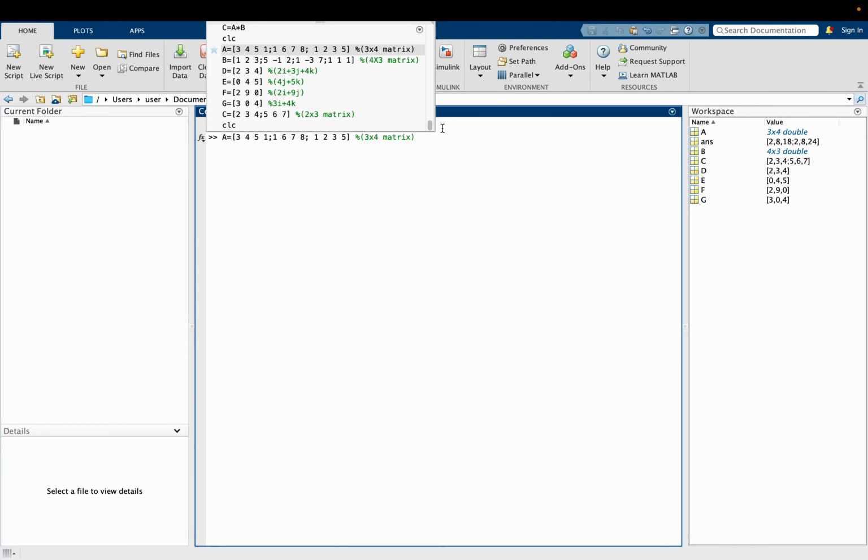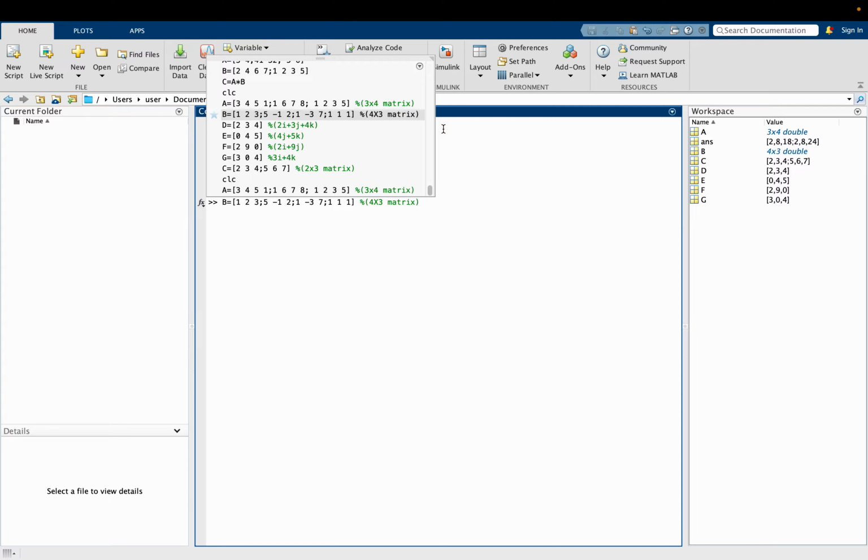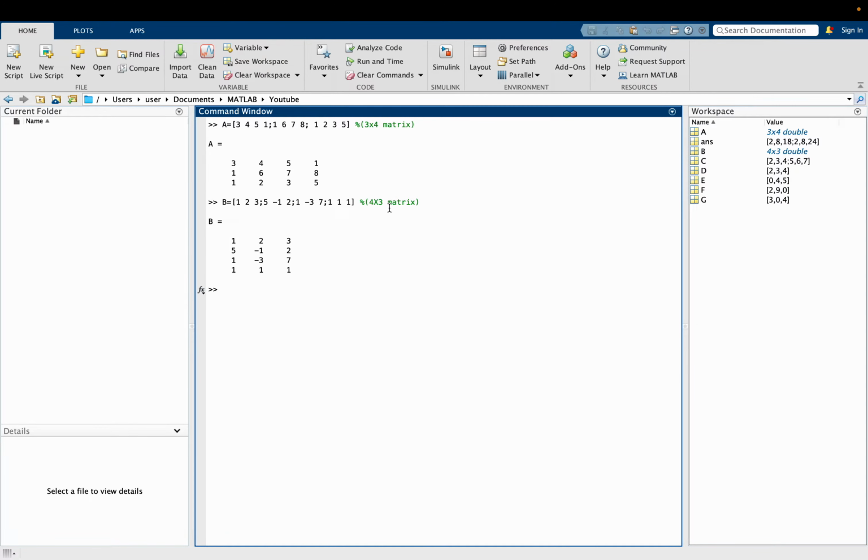For example, I have a matrix A, which is a 3 by 4 matrix, and I have a matrix B, which is a 4 by 3 matrix. The multiplication between A and B will be doable because the number of columns of the first matrix, which is 4, is equal to the number of rows of the second matrix, which is 4.